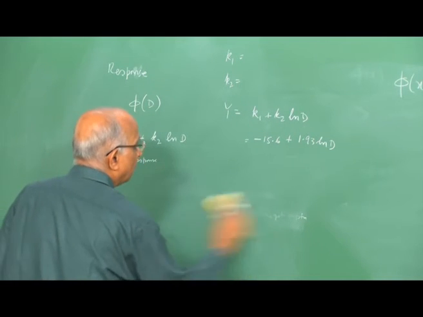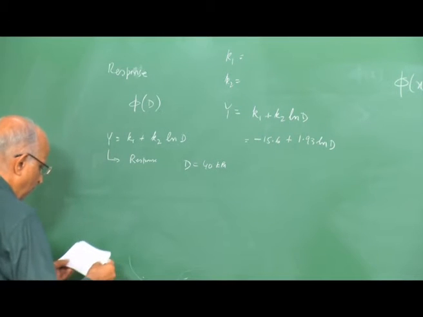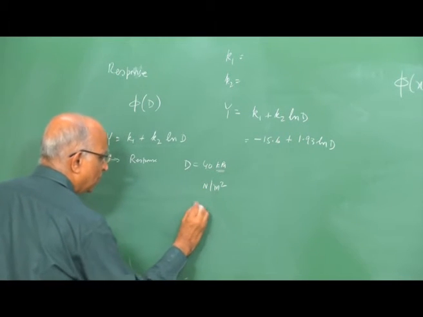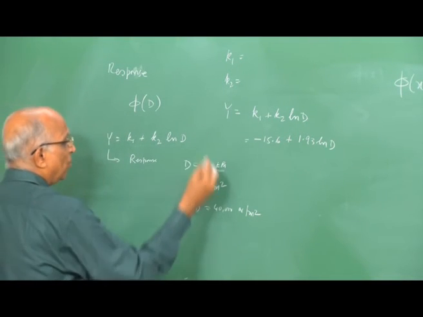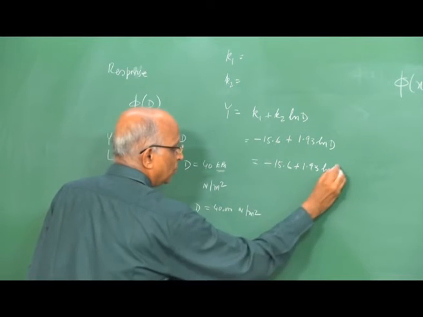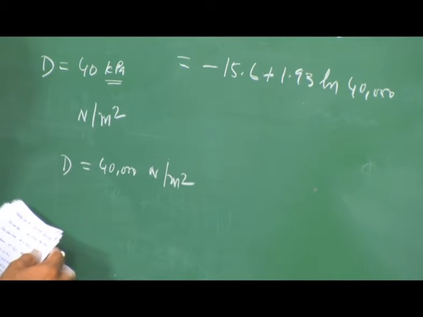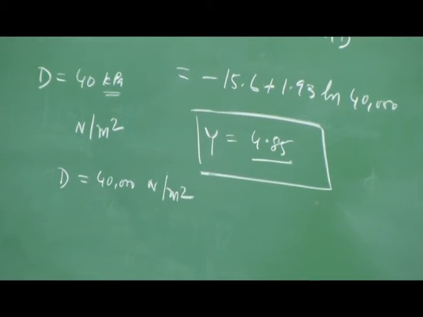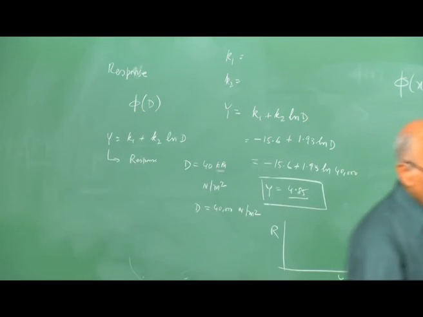In this case the dosage is equal to 40 kPa, and when I say kPa, the dosage is expressed in Newton per meter square. Therefore, the dosage is equal to 40 into 1000 Pascal, that is, so many Newton per meter square. The value of probit works out to be minus 15.6 plus 1.93 ln of 40,000, and if I solve this, I get the value of y as equal to 4.85. I go back and look at the curve which tells me the response for a particular value of probit, which I had plotted in the last slide.